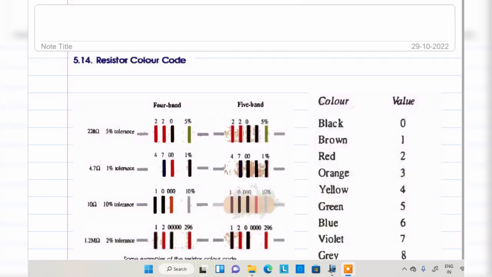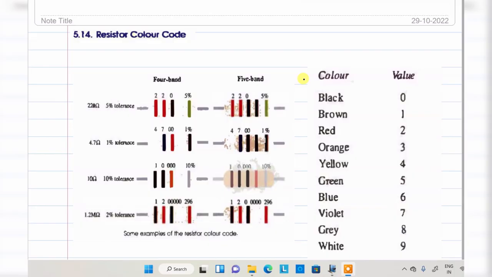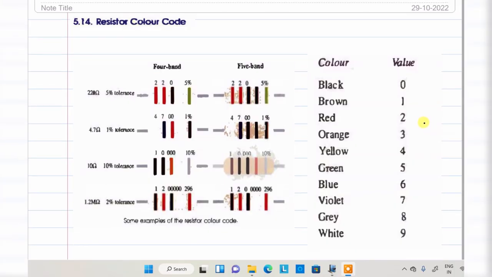Okay, next one is the resistor color code. This is one of the important topics. You may expect one question from this topic, so everyone listen carefully. First I will make a table for you. Everyone, learn by heart or remember this table. Color and value: black 0, brown 1, red 2, orange 3, yellow 4, green 5, blue 6, violet 7, gray 8 and white 9. In your college days, while studying, they will give some code to remember these values.